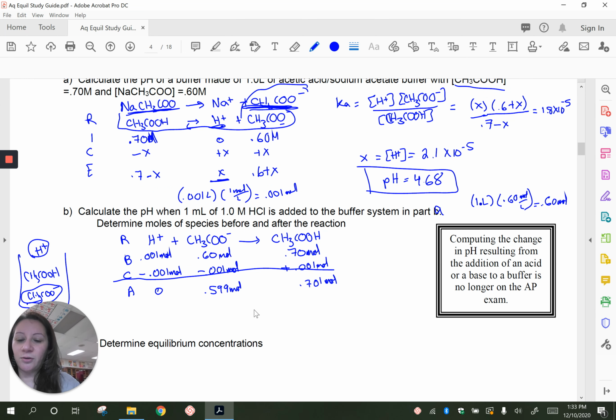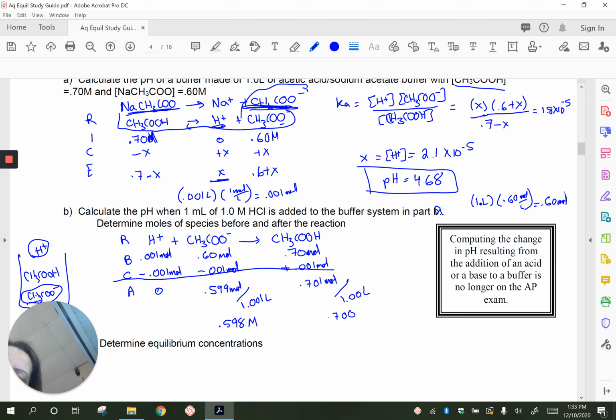And since we did the Rebecca chart with moles, we want to divide by the total volume just to get the molarity here. So I had a liter and I added 1 milliliter of HCl to it, so my total volume is 1.001 liters. And so this gives me 0.598 molar. This gives me 0.7003 molar. We can round to 6 at the very end.